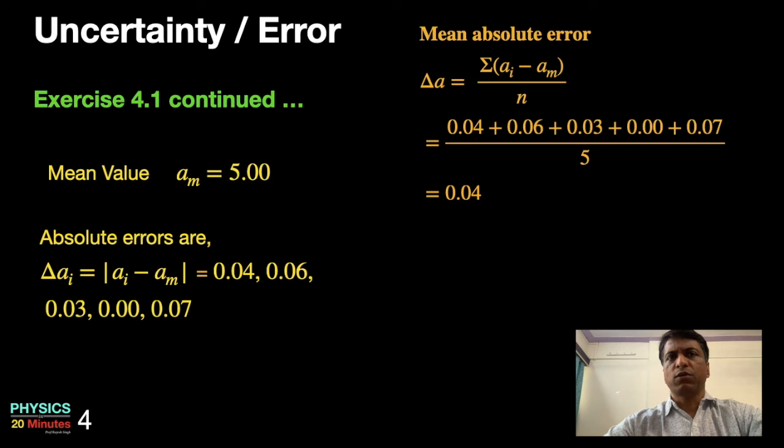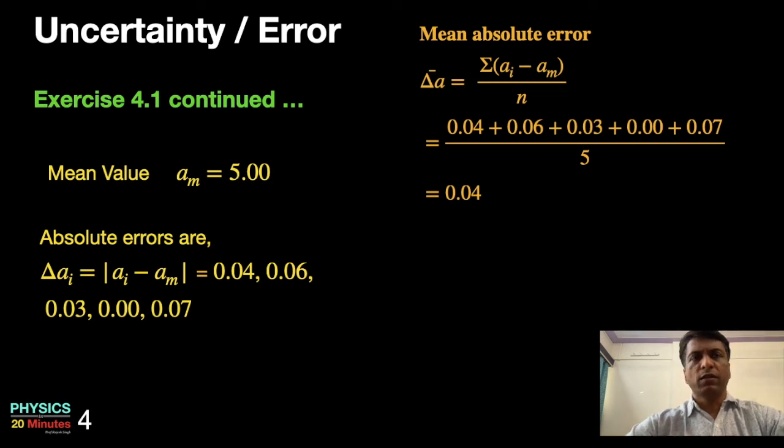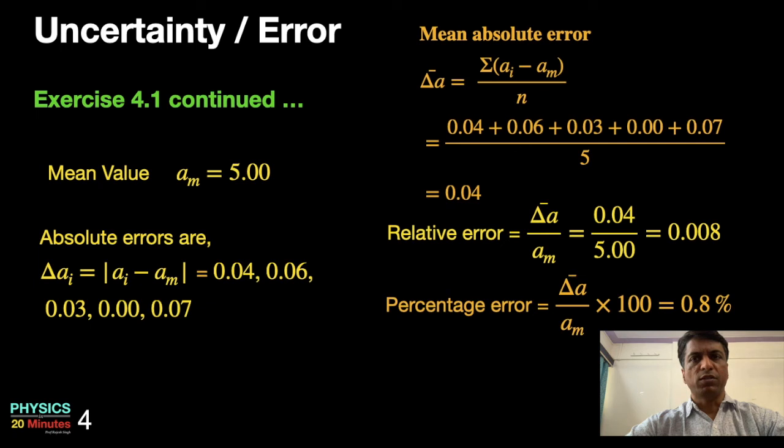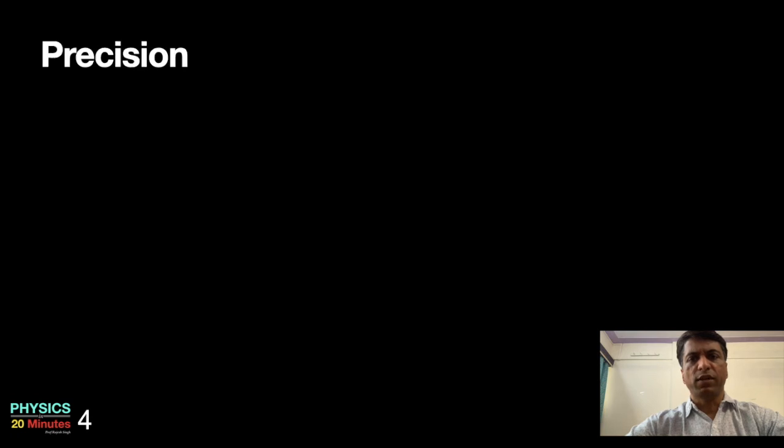Now we can calculate the mean absolute error. We take the total of all the absolute errors and divide by the total number of observations. This gives us the mean absolute error. Hence we calculate relative error, delta A bar by A M, that comes out to be 0.008. Percentage error, delta A bar by A M into 100, which is 0.8%.